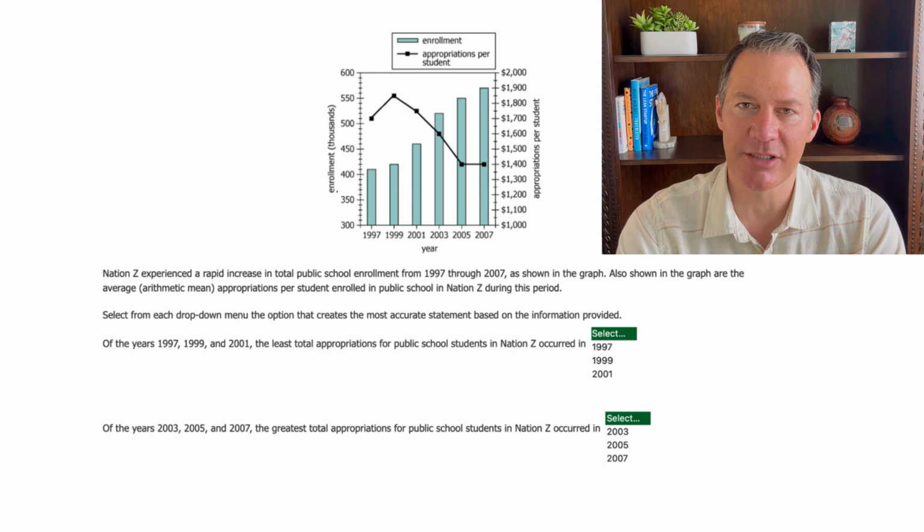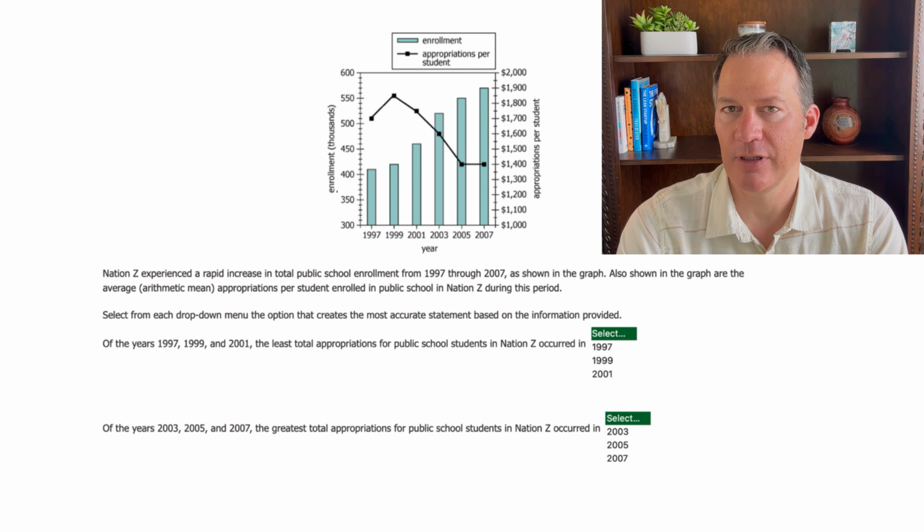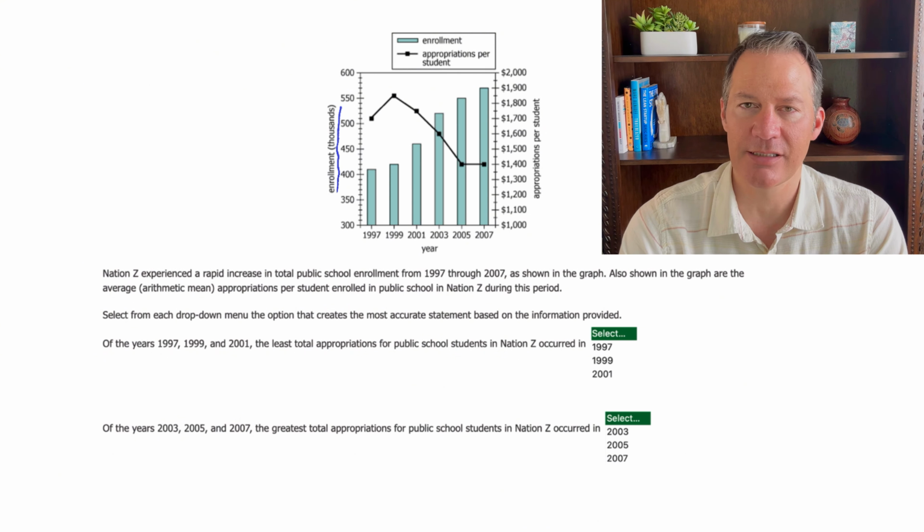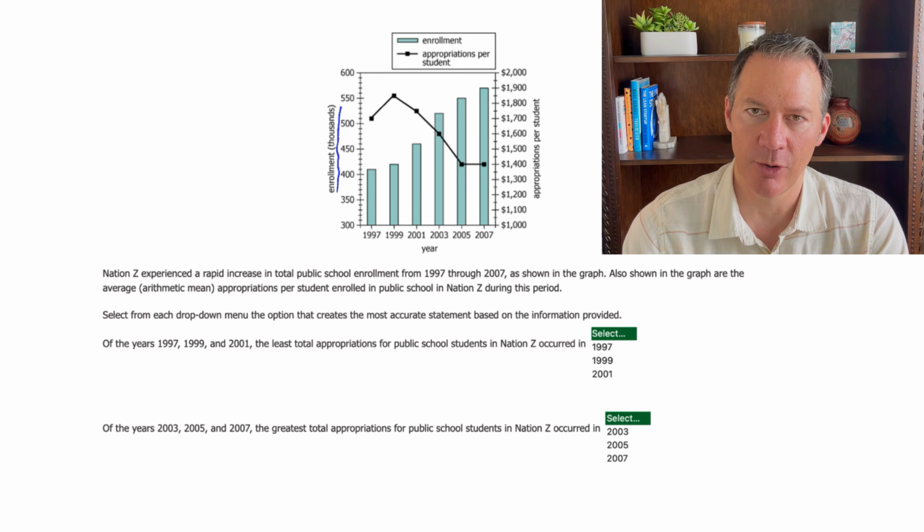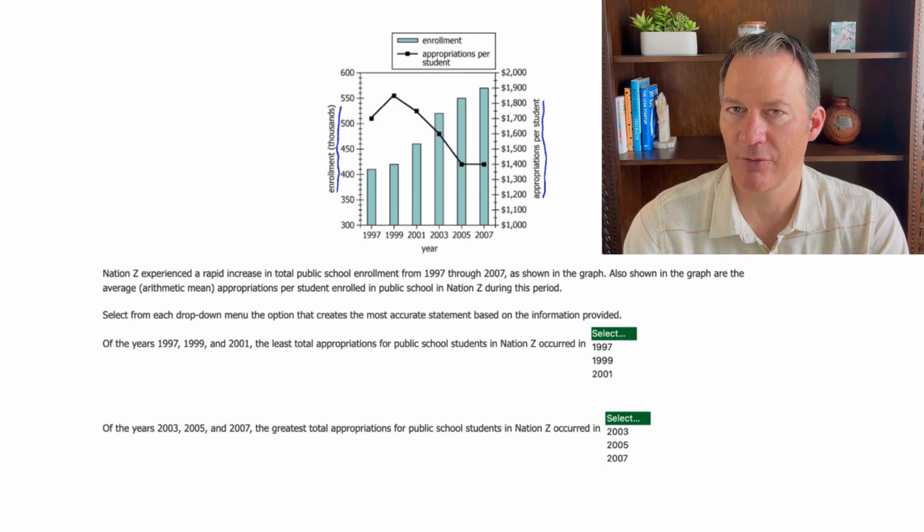So take a moment to think about this question. Pause if you want to. First, make sure you understand the graph. The bars refer to enrollment, which is the axis on the left, and the line refers to appropriations per student, which is the axis on the right.